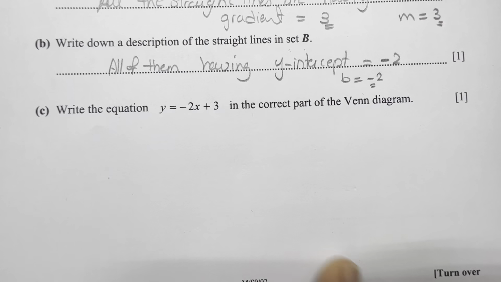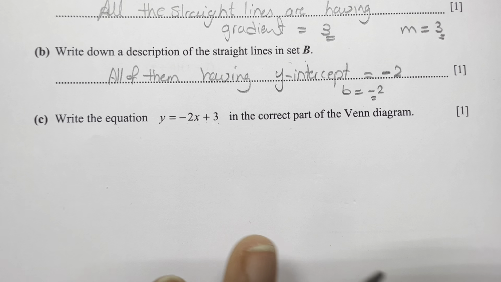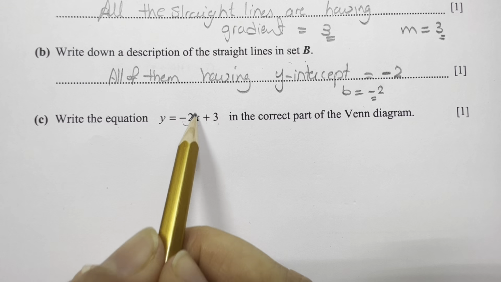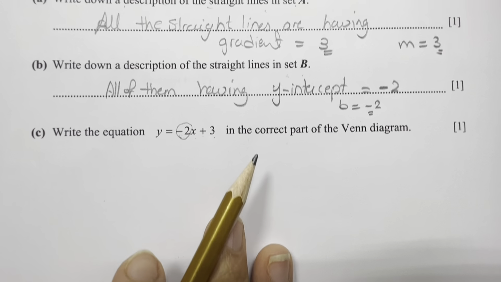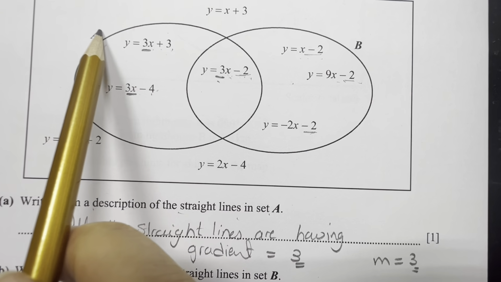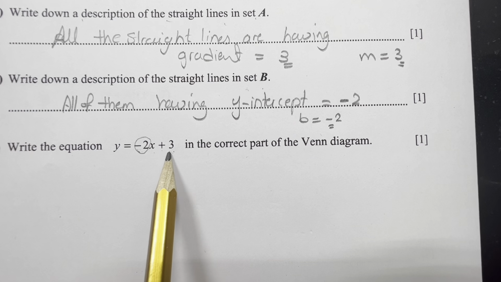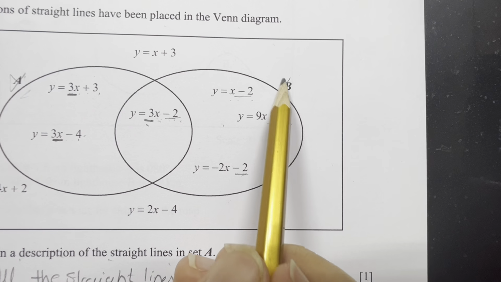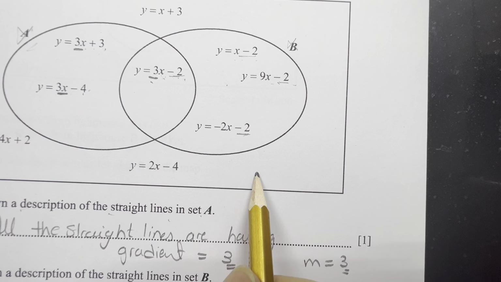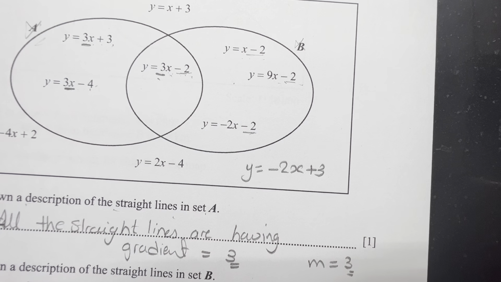Okay, write the equation y equals negative 2x plus 3 in the correct part in the Venn diagram. I'm going to ask myself, here, is the gradient equal 3? No, so it shouldn't be in set A. Okay, here, is the y-intercept negative 2? No, so it shouldn't be in set B. So I'm going to write it outside here, y equals negative 2x plus 3.